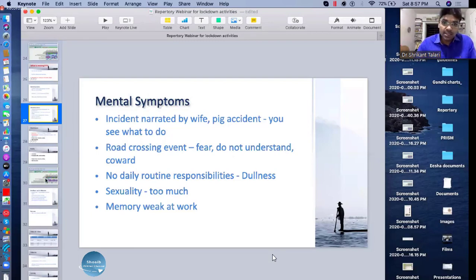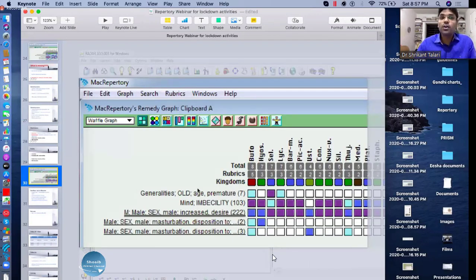So from this, then I choose the following rubrics together with physical and mental symptoms. Old age, premature, imbecility, sexual desire increased in males. One of the rubrics is male sexual desire, masturbation, disposition to irresistible. At every small chance he wants to have sexual intercourse. And the remedy that comes up is Bufo, Bufo rana.